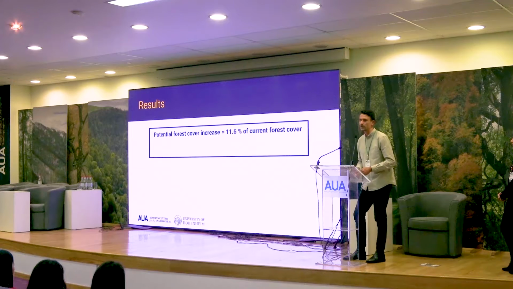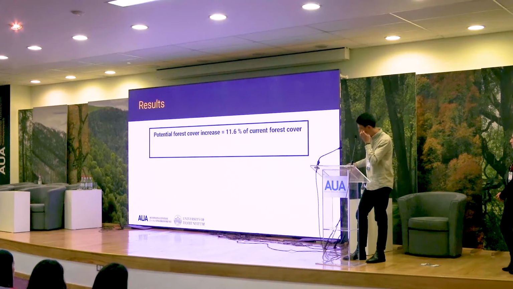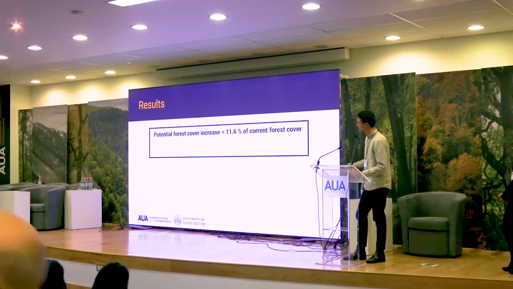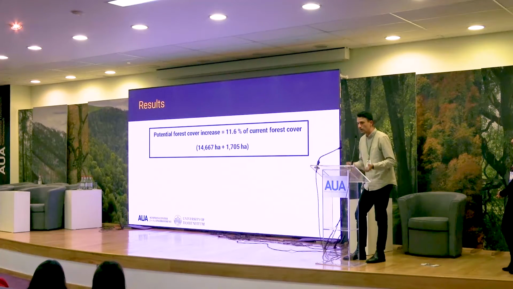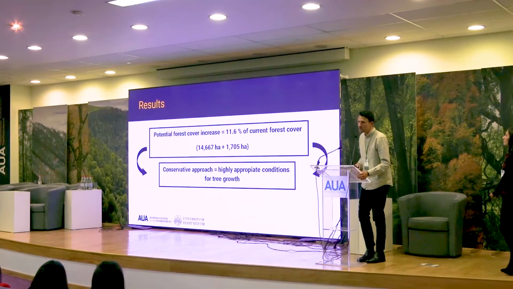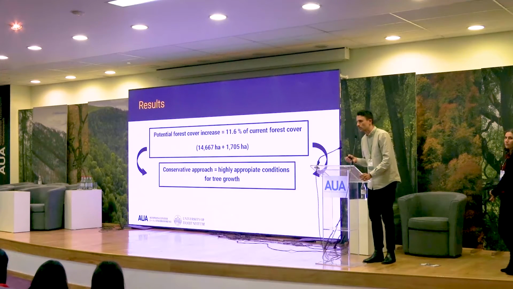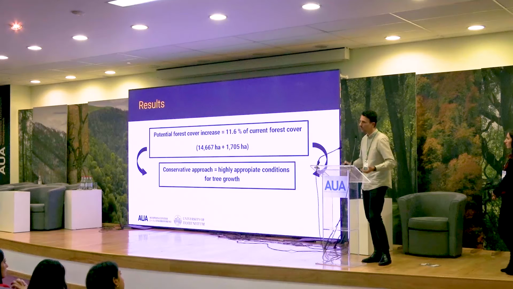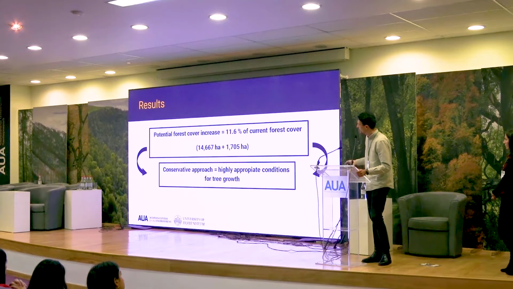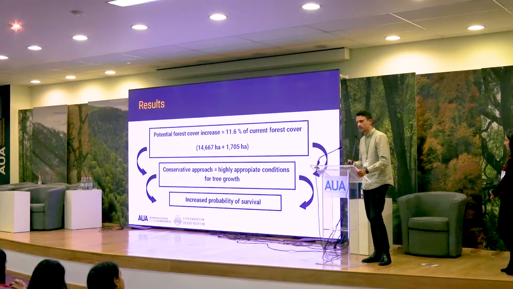So the potential forest cover increase that we identified with this method equals 11.6% of the current forest cover of the Getik River Basin, namely the 14,666 hectares added by the 1,705 hectares. We are aware of the fact that our approach is a very conservative approach. However, we also want to highlight that this conservative approach, on the other hand, means that the tree growth conditions in these areas are more suitable than in other areas, and therefore we conclude that we would find an increased probability of survival of those trees.